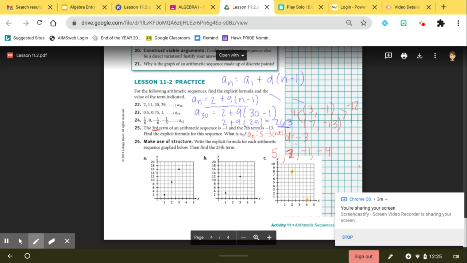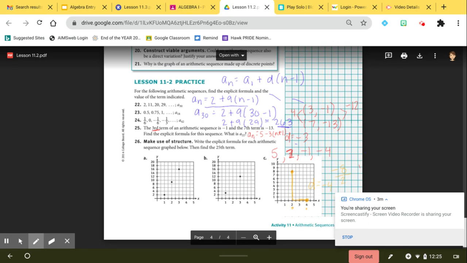So I go down by 8, so down by 8 means -8. Then I go over 2. It looks like I go over 4, but it's actually 2 because I go from 2 to 4. So it's -8 over 2. So my common difference is -4.